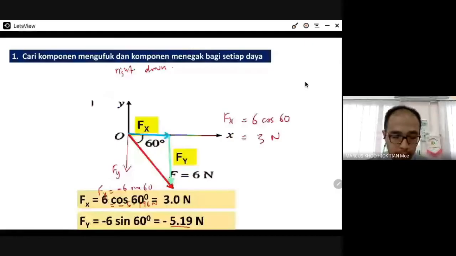So let's consider this. A car is being towed by a cable. This is a very normal situation, a car being towed by the cable.